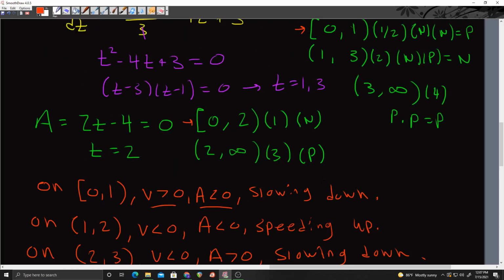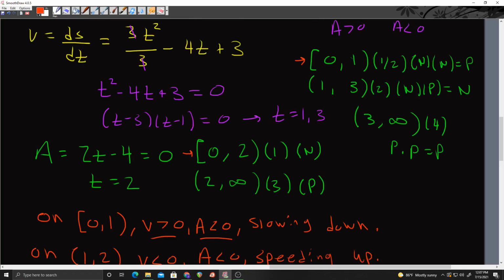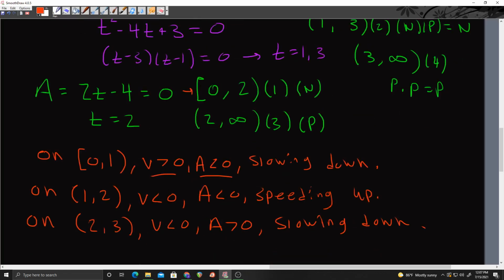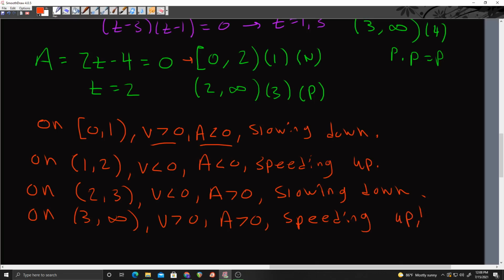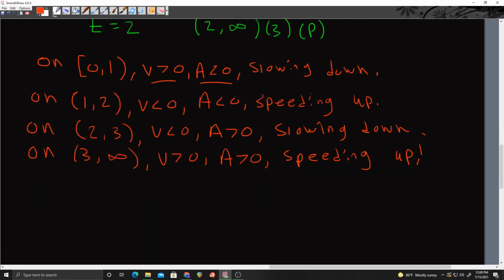What about 2 to infinity? Or I'm sorry, no, 3 to infinity. On 3 to infinity, what do we have? We have positive acceleration and positive velocity. Velocity is positive, acceleration is positive, so we are speeding up. All right, there we go.